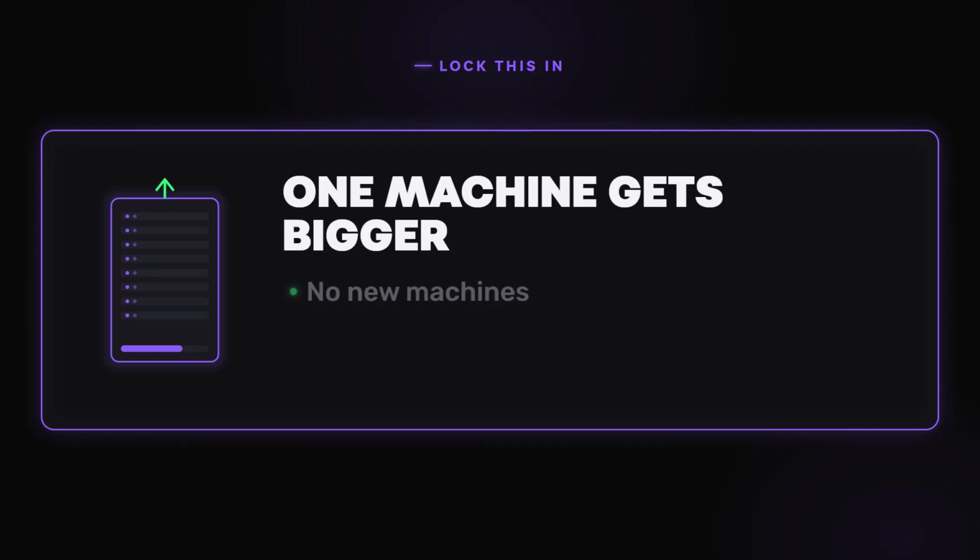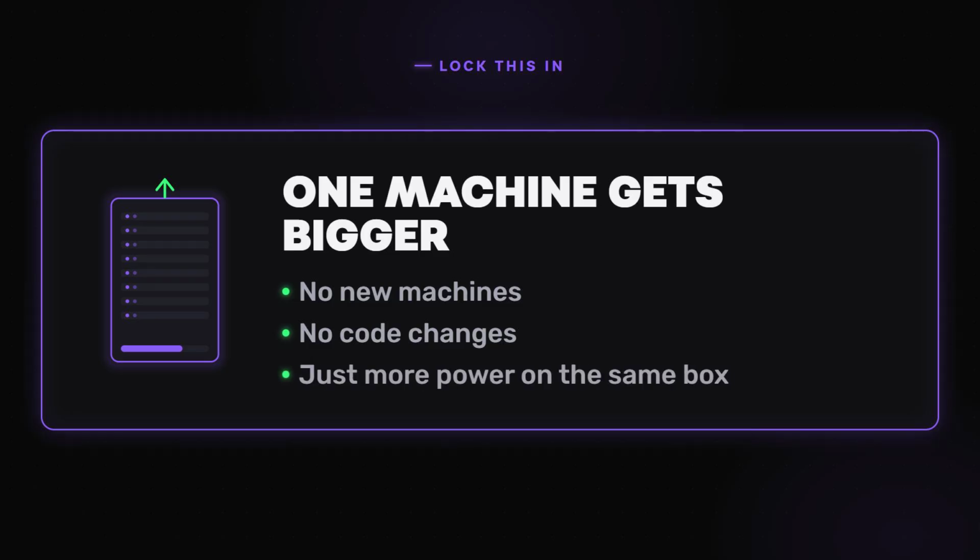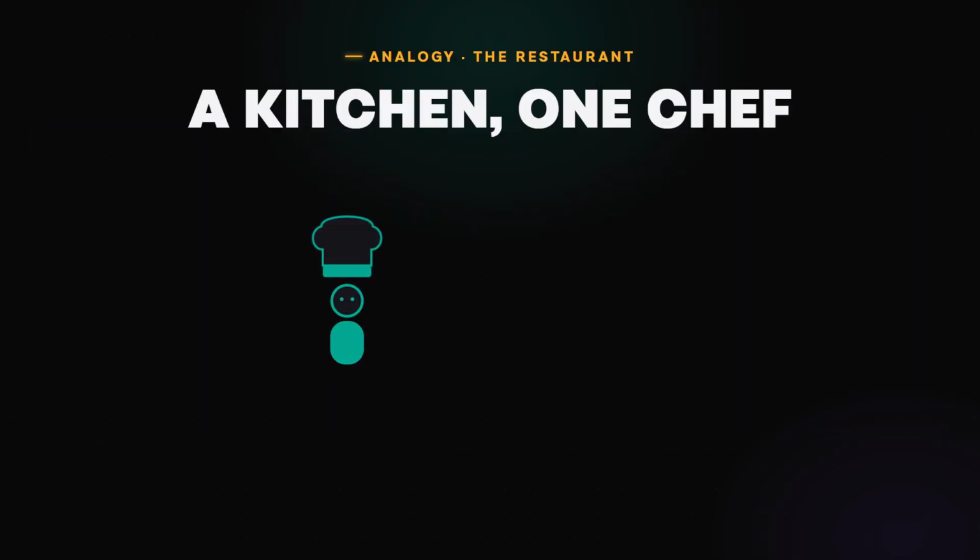Stick this in your brain forever. Vertical scaling means one machine gets bigger. That's all. No new machines, no code changes, just more power on the same box.